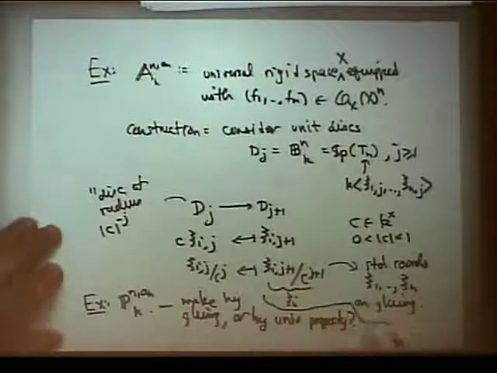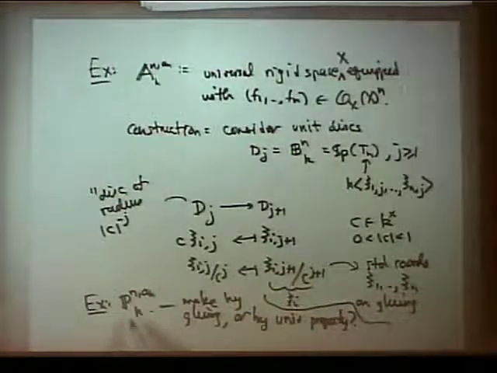But in order to make sense of the universal property, you have to define what you mean by a line bundle on a rigid space. And so more generally, that leads us to the question of how to make sense of coherent sheaves.